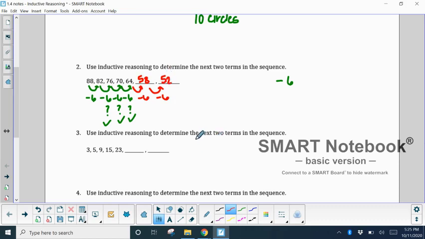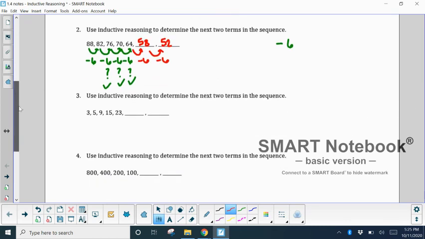So inductive reasoning is just recognizing a pattern in order to either continue that pattern or answer a specific question. All right, so same thing here. It says use inductive reasoning to determine the next 2 terms. Well, if I look at this, my numbers are getting bigger: 3, 5, 9, 15, those are all getting bigger. So again, the only way to get bigger would be to add or multiply.